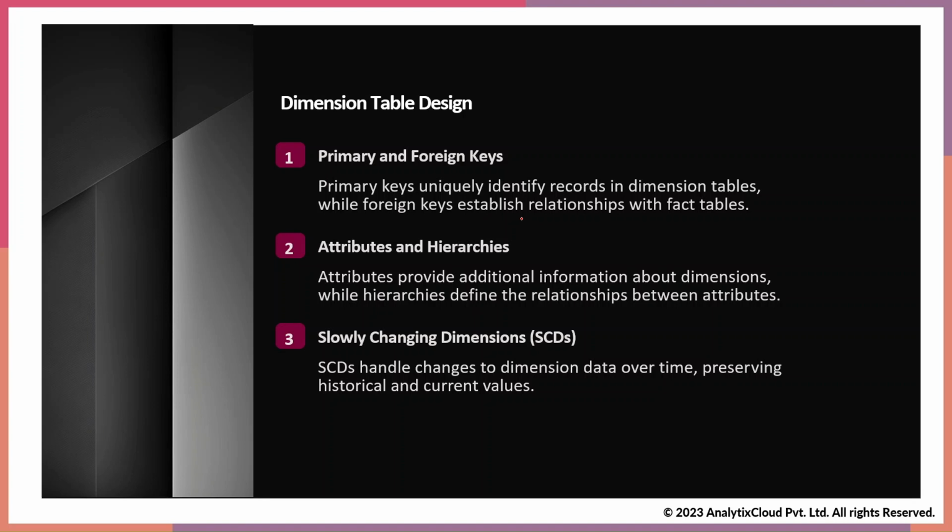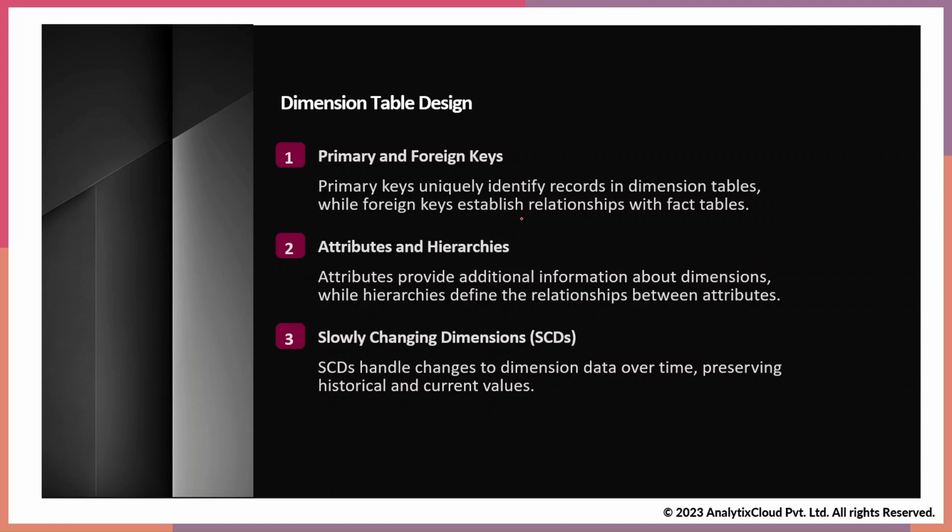Now coming to the second part, we would need attributes and hierarchies. Attributes provide additional information about dimensions. If I'm talking about a customer table, customer is an entity and the attributes are customer ID, customer name, and all the additional information with regard to the customer, while hierarchies define the relationship between the attributes. So how exactly these attributes are related to each other, like let's say we have customer ID. From that customer ID we can have customer name, customer description, customer phone number, customer address, right? So we can keep it as a hierarchy.